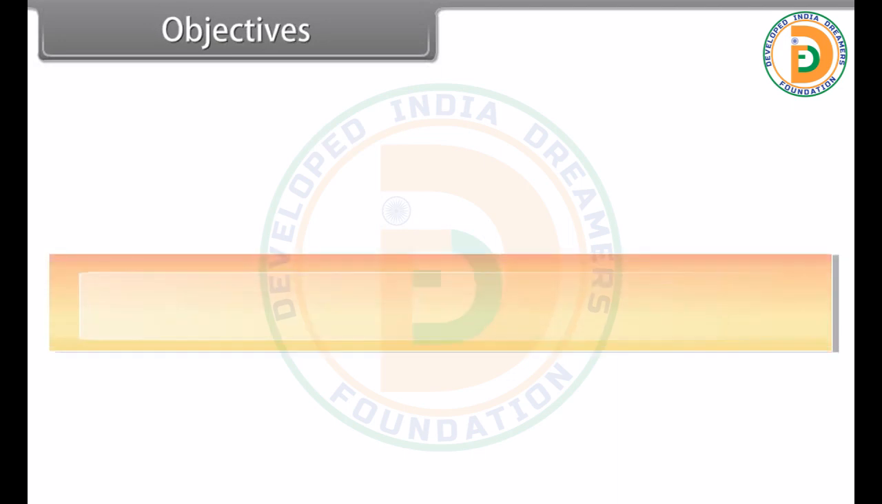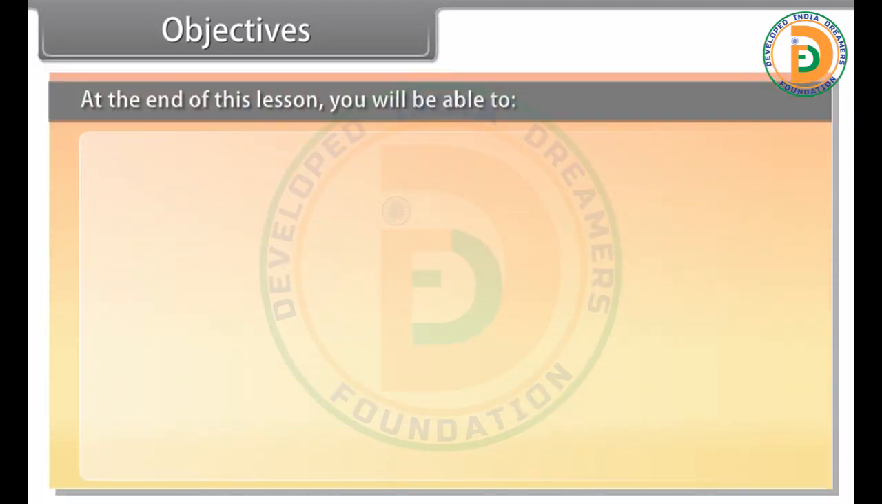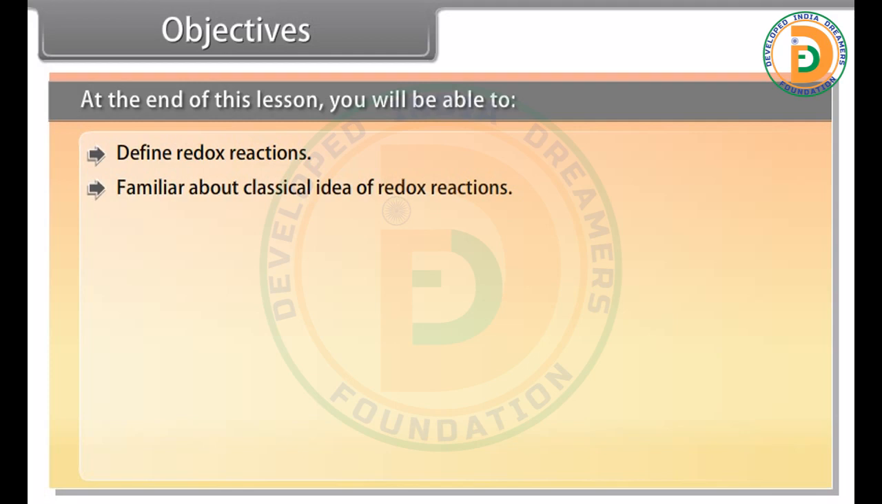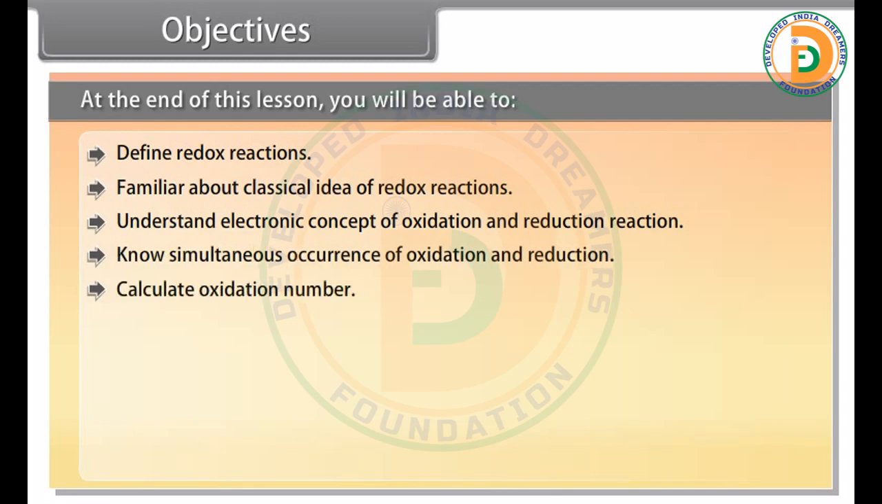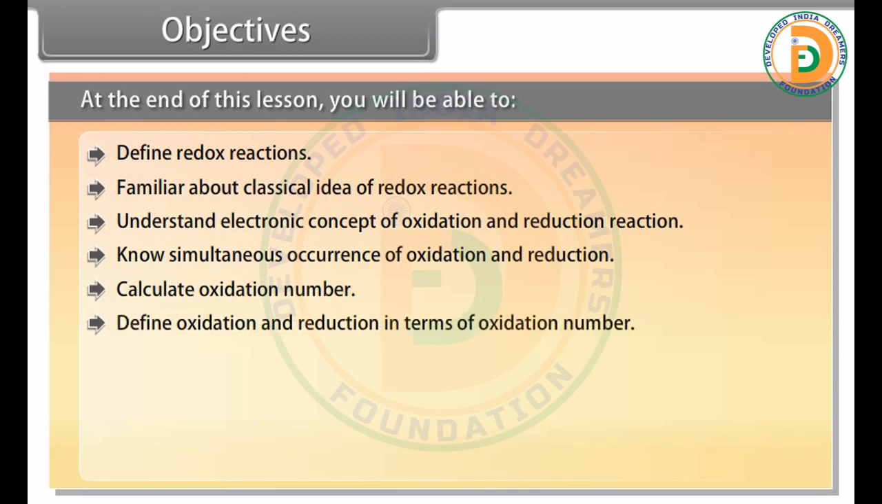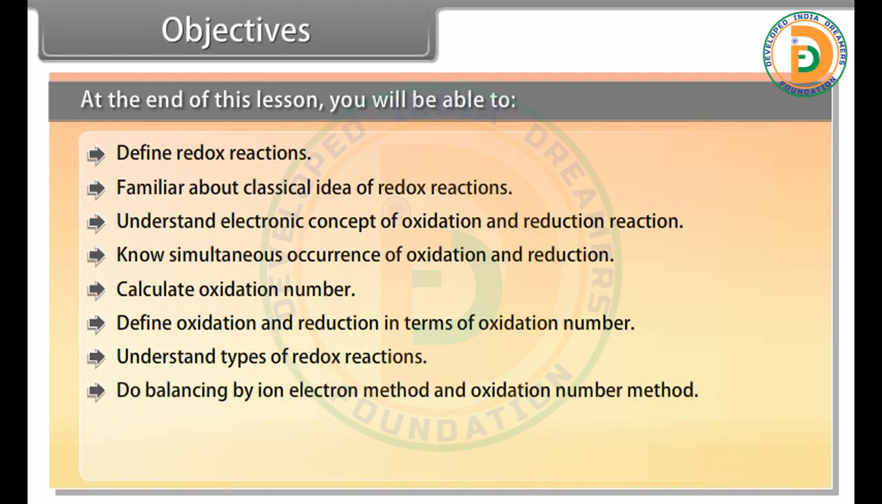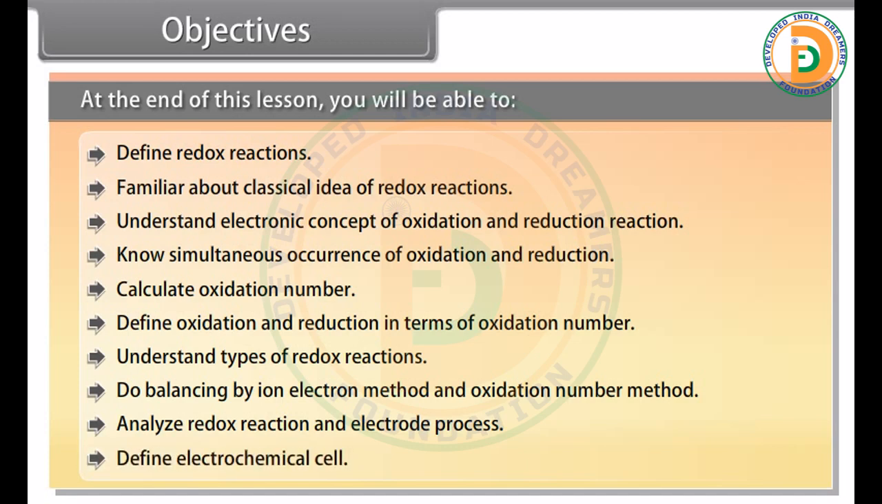Objectives. At the end of this lesson, you will be able to define redox reactions, become familiar with the classical idea of redox reactions, understand the electronic concept of oxidation and reduction reaction, know the simultaneous occurrence of oxidation and reduction, calculate oxidation number, define oxidation and reduction in terms of oxidation number, understand types of redox reactions, do balancing by ion-electron method and oxidation number method, analyze redox reaction and electrode process, and define electrochemical cell.